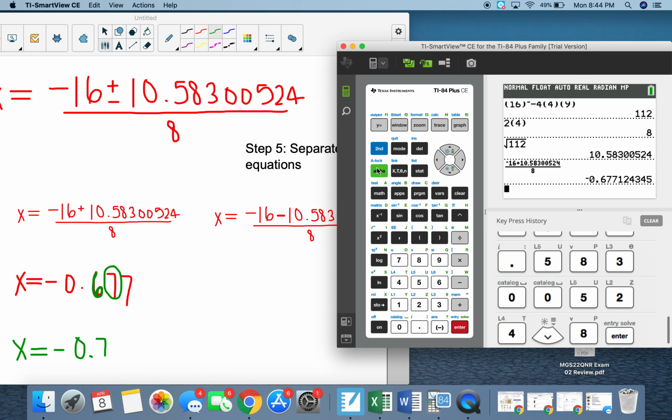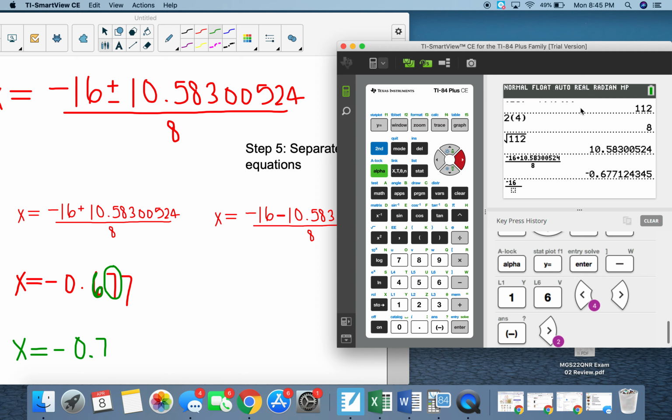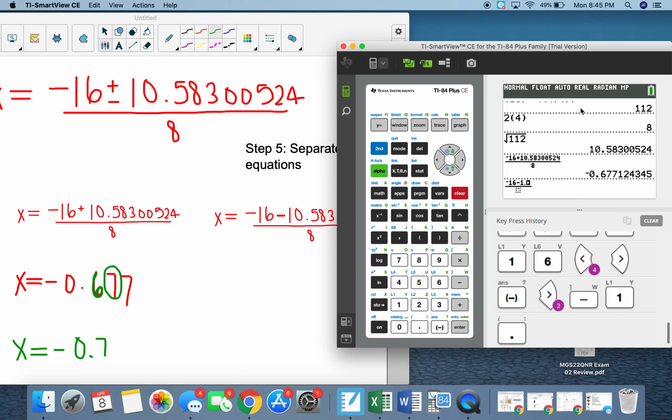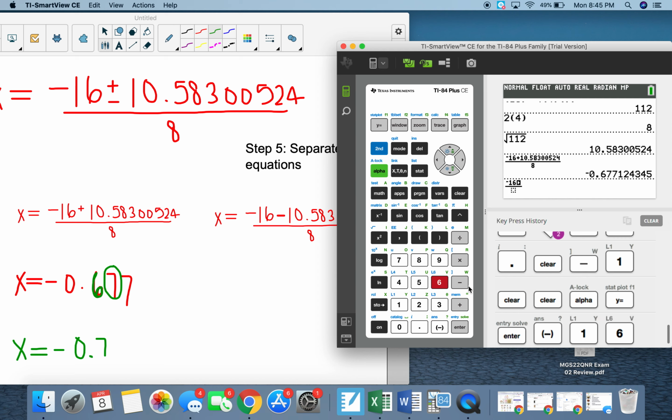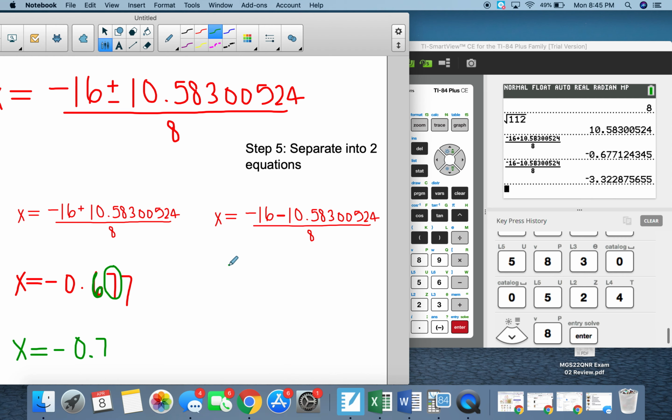All right, the second one, again, alpha, y equals, and we get a fraction, negative 16. And this time we want minus, instead of plus, 10.583000524, all over 8. So we get x is equal to negative 3.322.